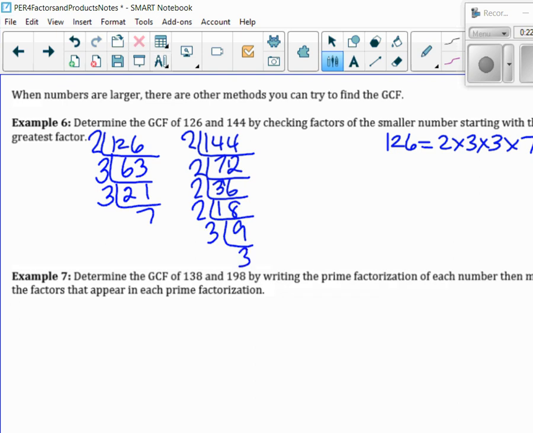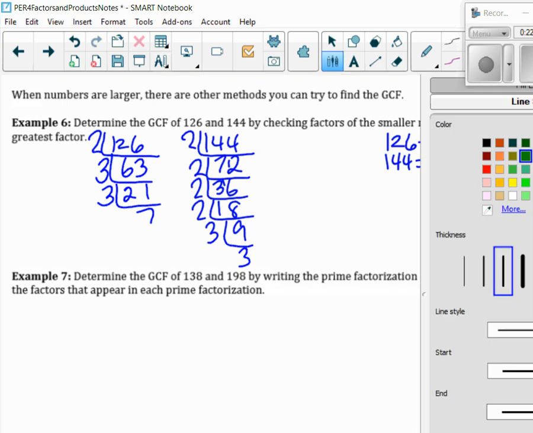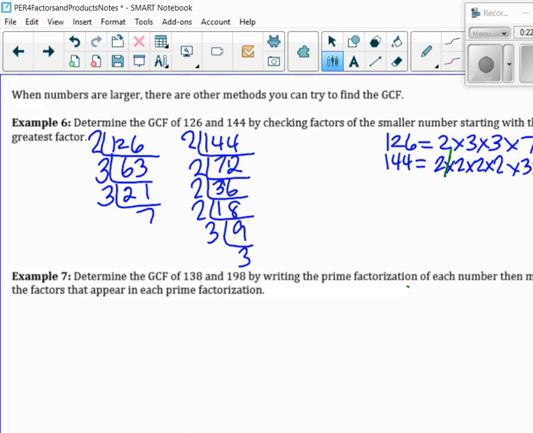Yes? Okay, underneath it, I'm going to write it as 144 equals 2 times 2 times 2 times, how is it, 4 2s? 2 times 3 times 3. Now, what I'm going to do is circle the common prime numbers, okay? I got a 2 that's common. I got a 3 that's common. And I got a 3 that's common.